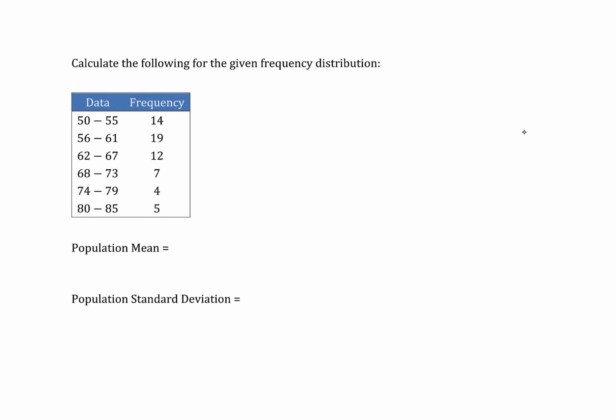Calculate the following for the given frequency distribution: the population mean and the population standard deviation. So in order to do this for a frequency distribution, we have a problem with the data. The data here is effectively qualitative because the range of values 50 to 55, that dash in between, really makes it a qualitative piece of information. So we need to represent the data in a way that is quantitative, but still meaningful.